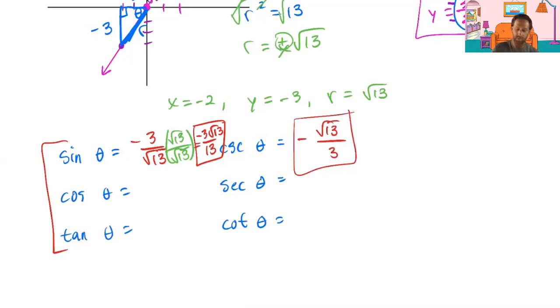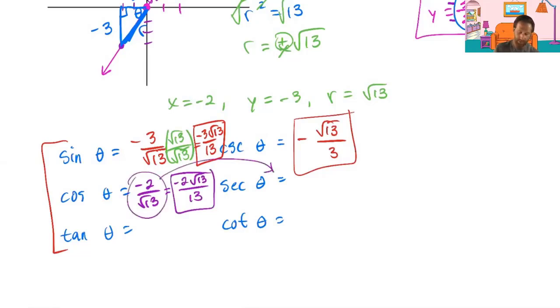So yes, these were a little bit more daunting. I hope you did take on the challenge, but when there is a root on bottom, they are going to want you to rationalize and get rid of it by multiplying by that fancy 1. So cosine, remember, is always the x over the r. So similar case, we're going to have to multiply by that square root of 13 to get this. But in order to get secant, I'm actually going to use this to flip. So I'll actually put root 13 over the negative 2. And whether you put the negative on top, bottom, or out in front, all the same.